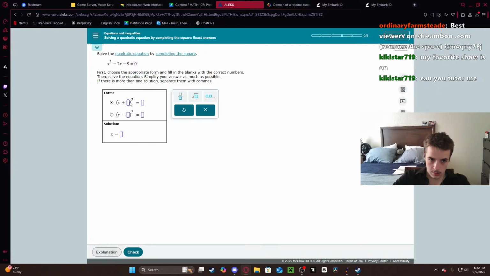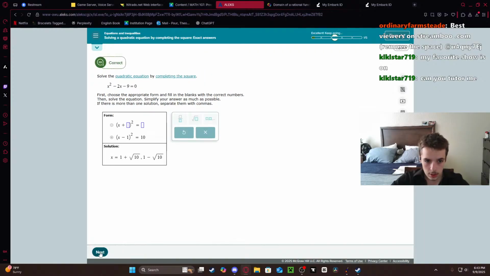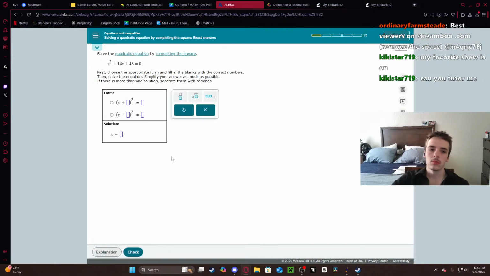Okay, this one. Solution, x equals 1. Okay, if there's more than one solution, 1 plus square root 10, comma, 1 minus square root 10. Cool. Okay.